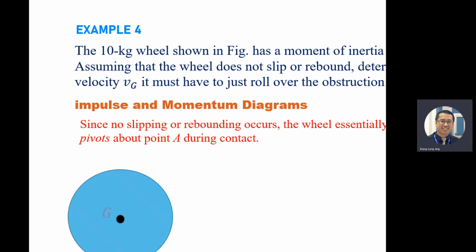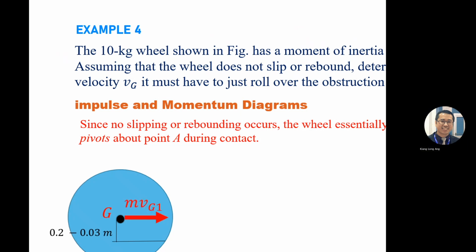So you draw the diagram before impact and then after. The G will be here. First, the velocity will be moving here, mv before the impact. The distance from G to the impact point A, you take 0.2 minus 0.3. And this is a rigid body, so you have a moment, I omega. You don't see this in the particle chapter. When it comes to rigid body, you start to see I omega.